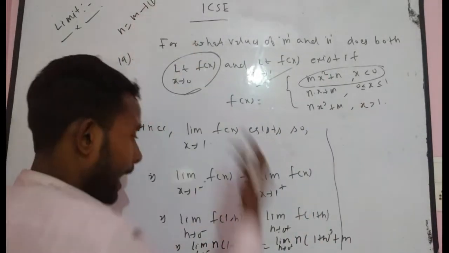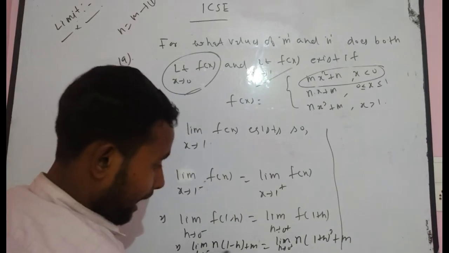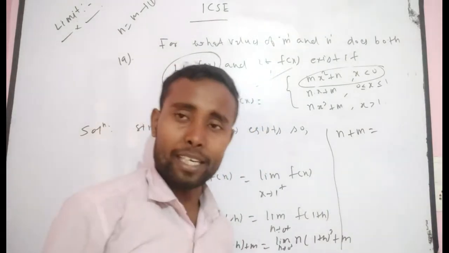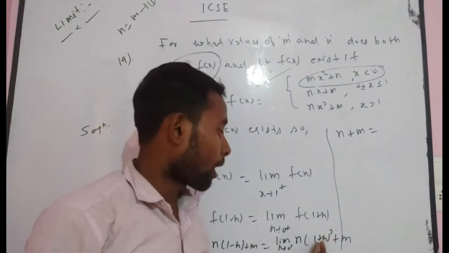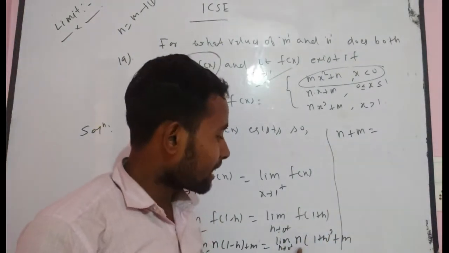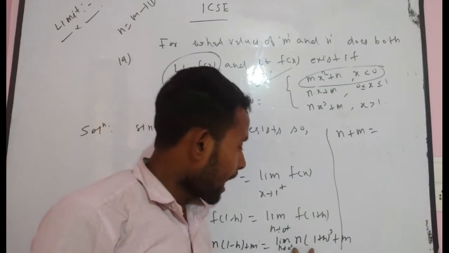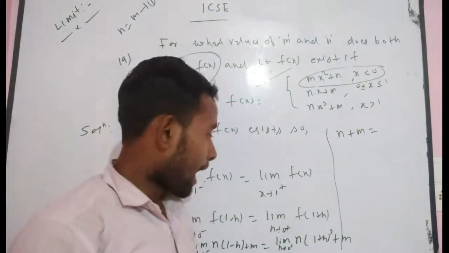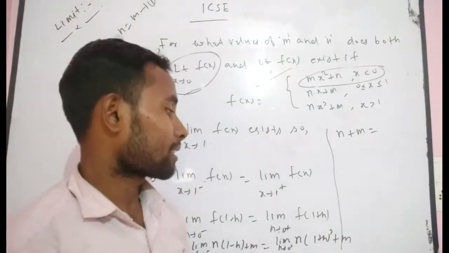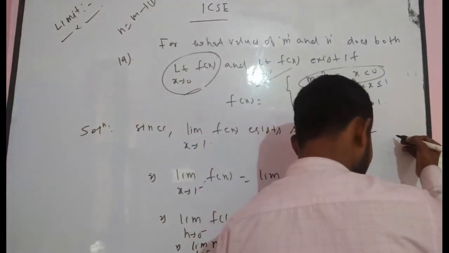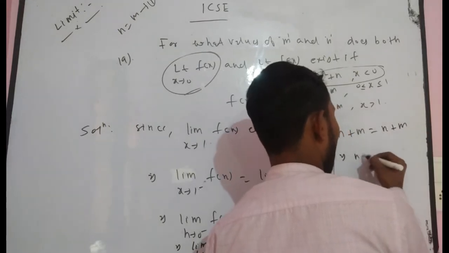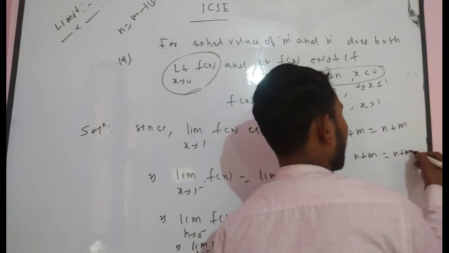Write the equation first. In this case, if you put x is equal to 0, you get n plus m in the left hand side. In the right hand side, if you expand it using the (a plus b) whole cube formula, you get a cube plus b cube plus 3a square b plus 3ab square. Finally, this will also be n plus m, because (1 plus h) whole cube gives 1 plus h, that means n plus m. That implies that n plus m is equal to n plus m.